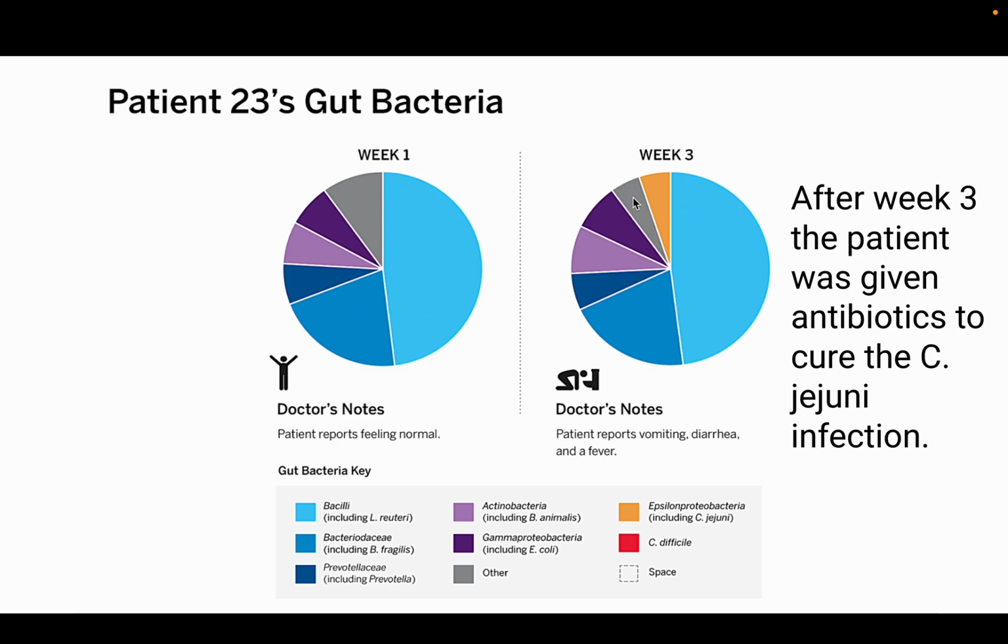Week 3, we know our patient is sick, and we're pretty sure the cause is this orange species right here. It's the C. jejuni, which we read a little bit about in our microbiome article last week. The patient is vomiting, has diarrhea, and a fever. The treatment typically for a bacteria infection is antibiotics. So the doctor gave them antibiotics and sent them home.